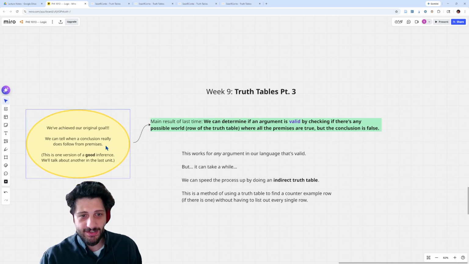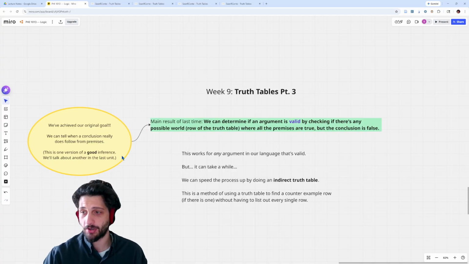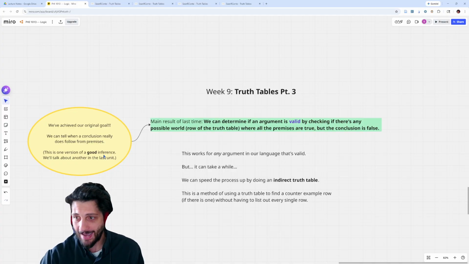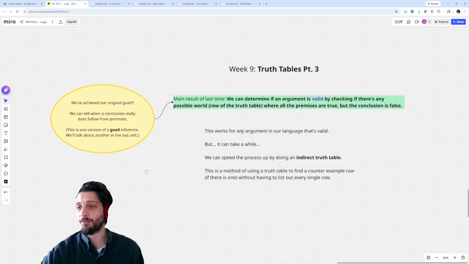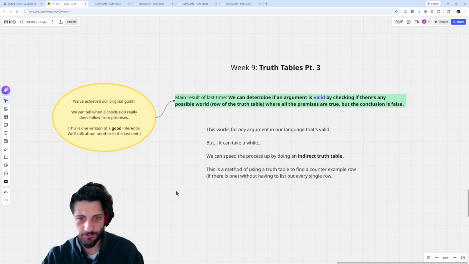So again, I just want to emphasize, this is our goal, like when we started the whole course: to find how I see when my inferences are good, strong, and valid, which is our technical term.